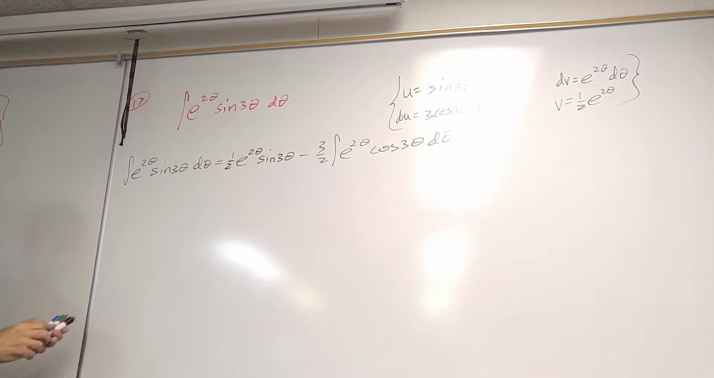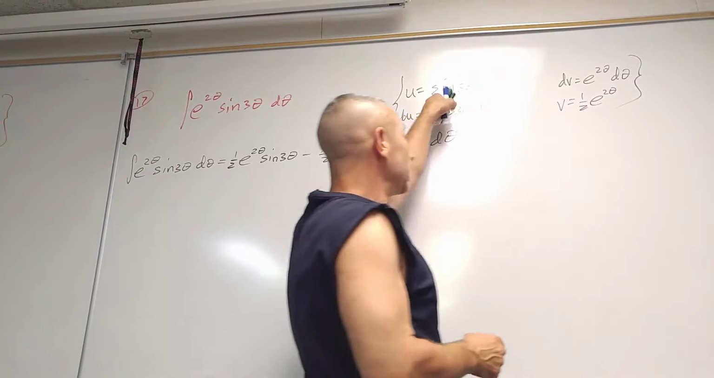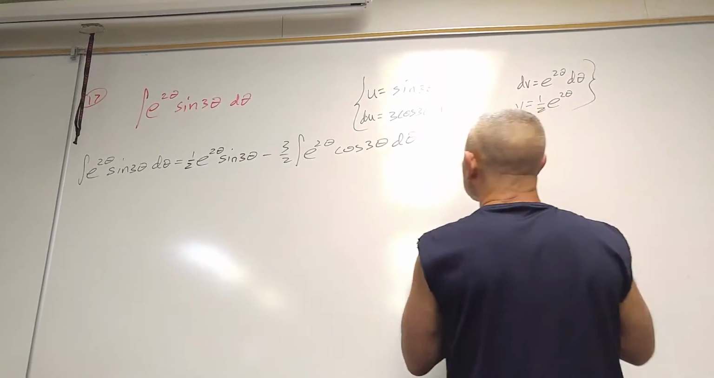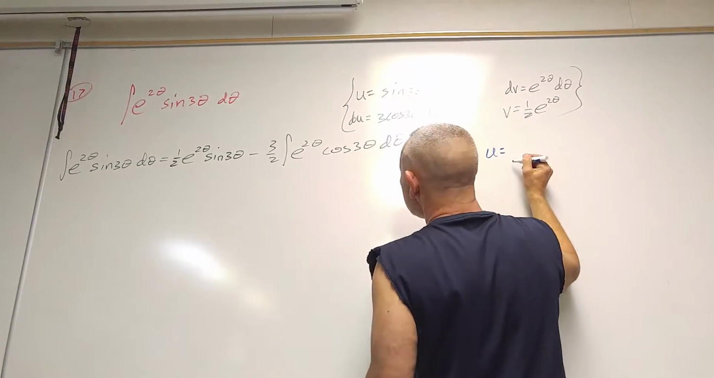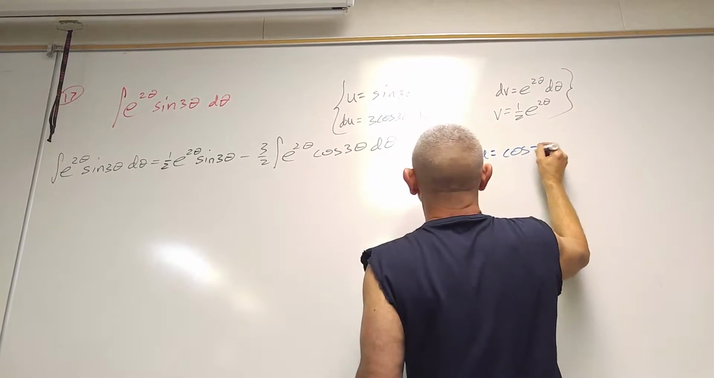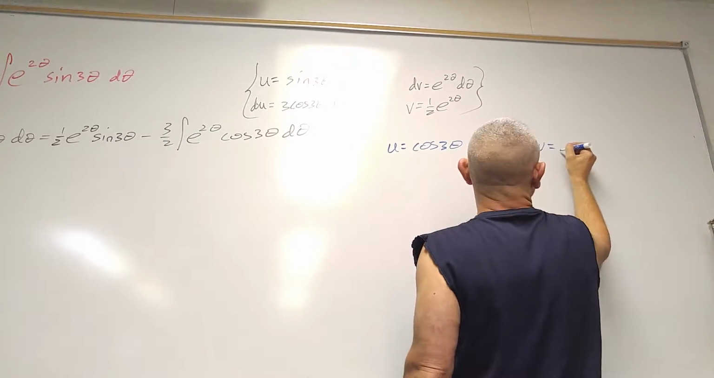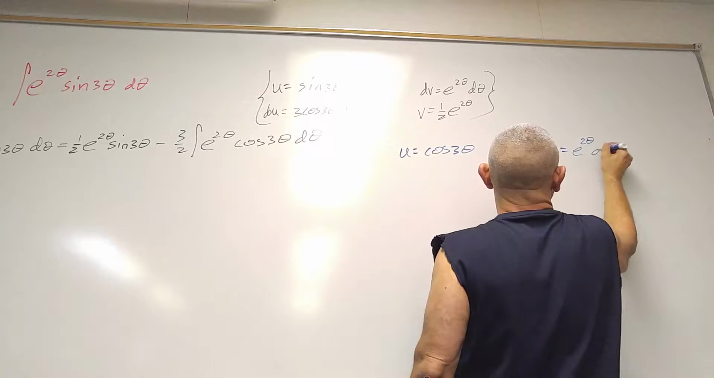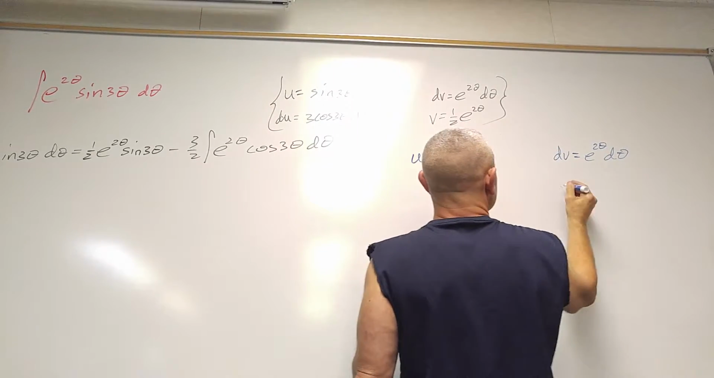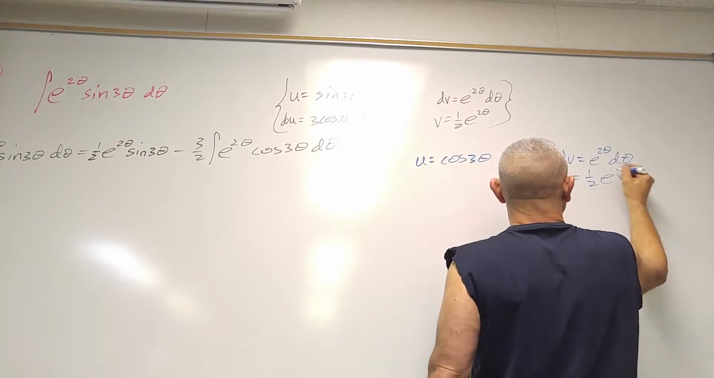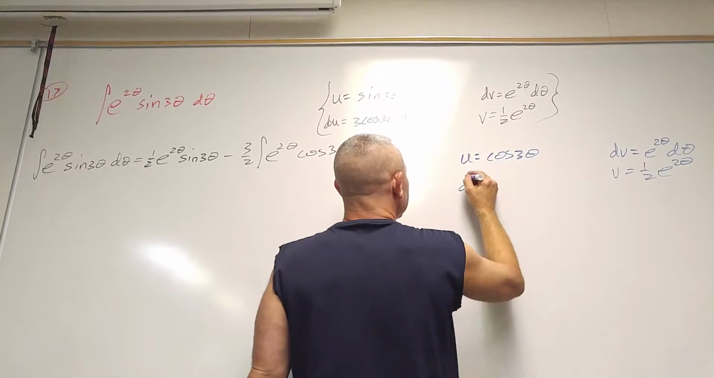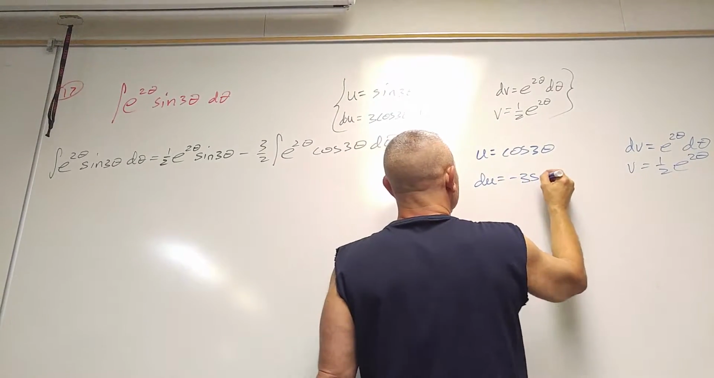All right, well, we have to do integration by parts again. Since we let u be the trig function the first time around, we have to repeat that. We're going to have to make u equal to cosine 3 theta this time around. That means that dv is now e to the 2 theta d theta. We've already integrated that, so we know it's 1/2 e to the 2 theta. The derivative here is minus 3 sine 3 theta.